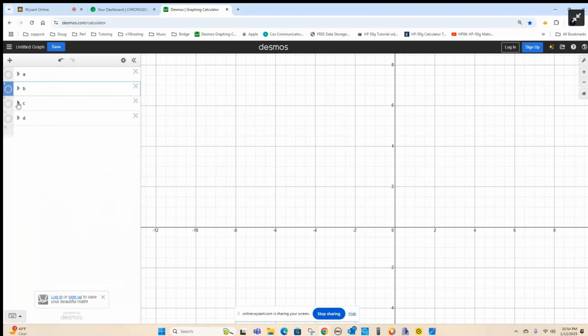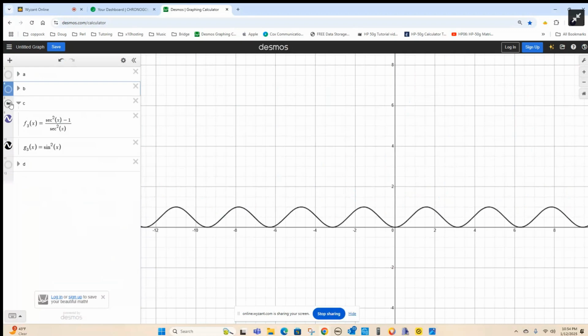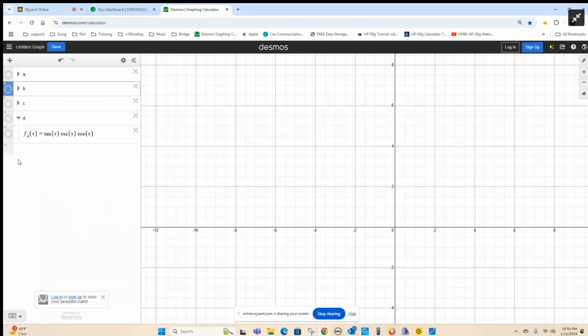For part C, there's the graph of sine squared. There's the graph of the original problem. Secant squared of x cannot equal 0. I'll let you confirm what that's all about. And for part D, if I enable that, you can see it's always 1, no matter what the value of x.